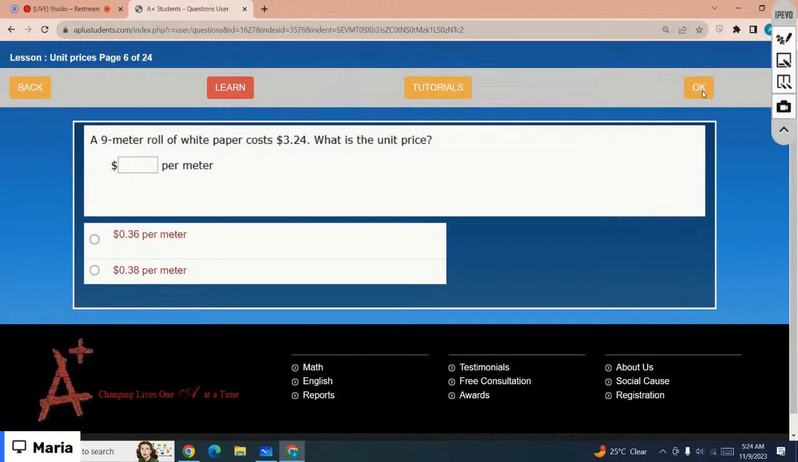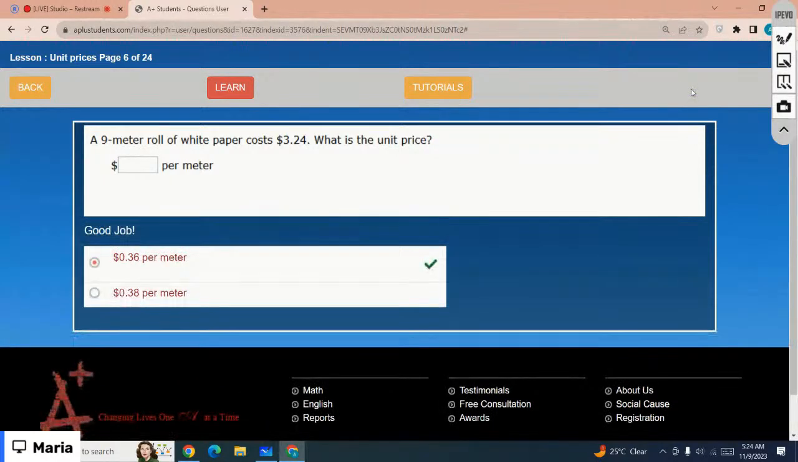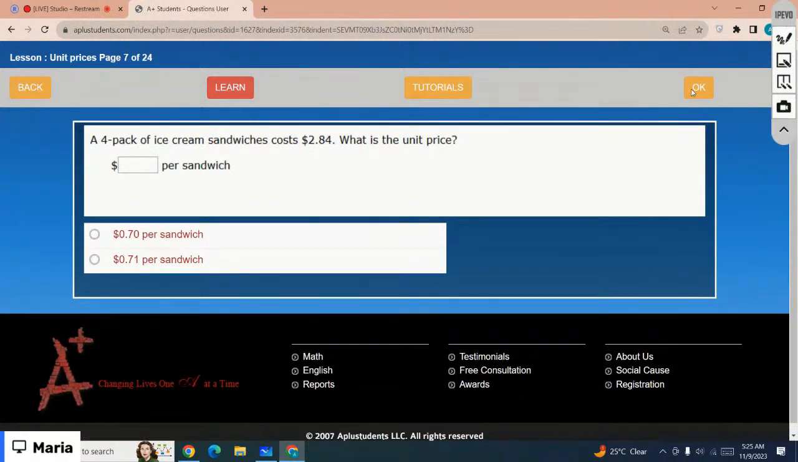So the correct option is, hold on, 9 times 3 is 27 and 6, yes, 9 times 6 is 54. So option number 1 is the correct option. That would be 0.36 per meter, right? So the unit price is 0.36 per meter. Okay, you can complete the lesson by yourself later today. Let me just move on to the next lesson.